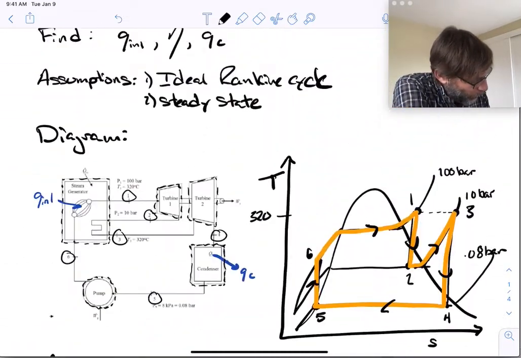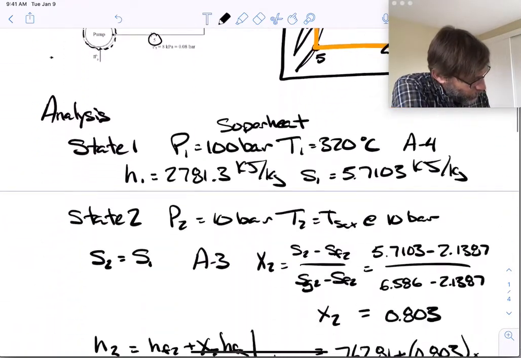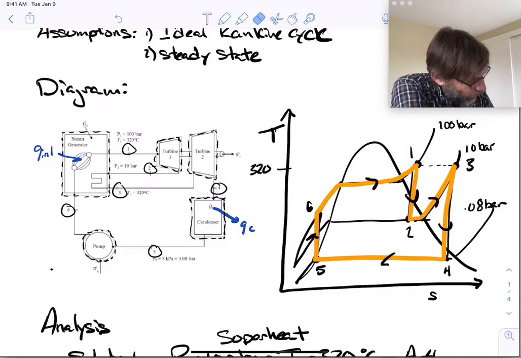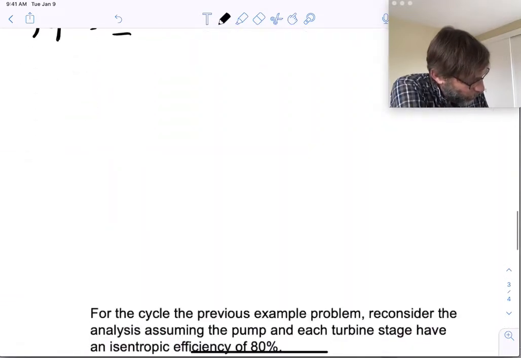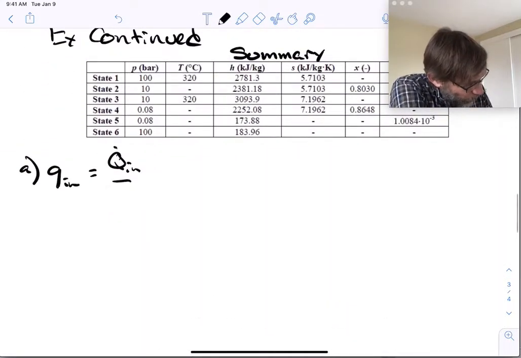So if you think about the steam generator, it goes 1 to 6. So I guess they're calling this whole thing, I misread the question. So this whole thing right here is Q in, right? All right, so let's just do that. So we're going to find Q in. So Q in, which is Q dot over m dot total, the mass flow rate, right?